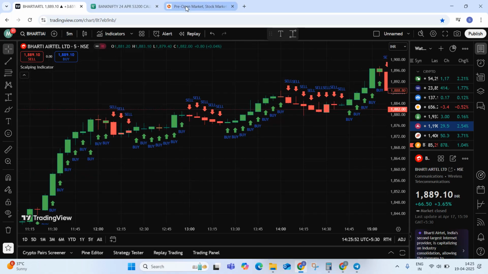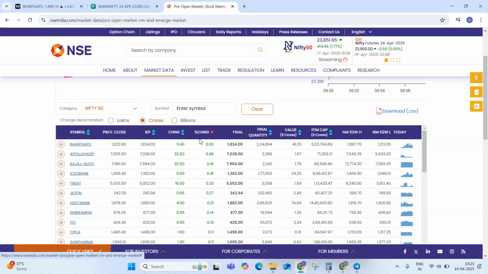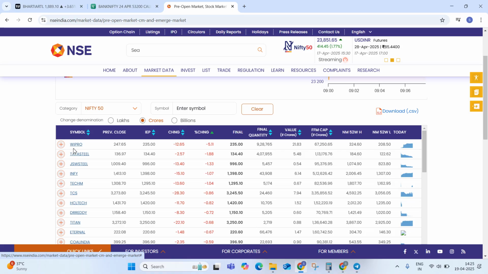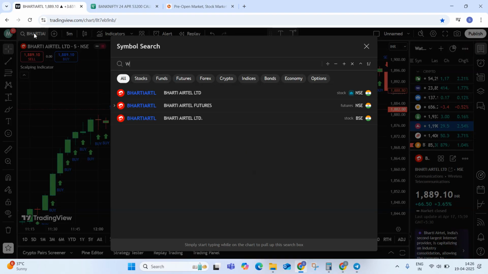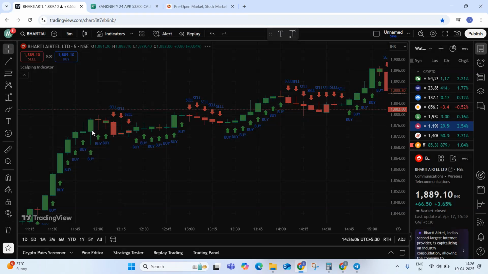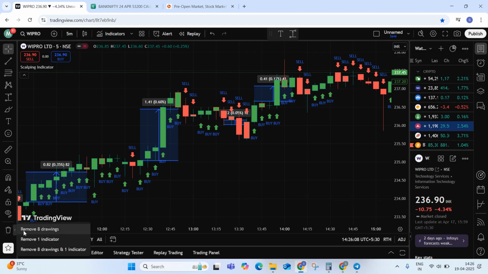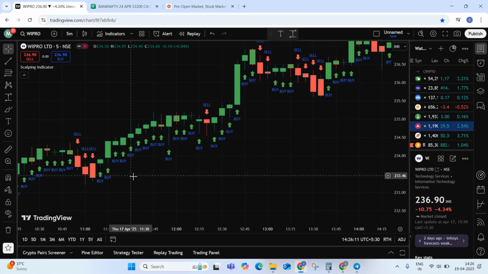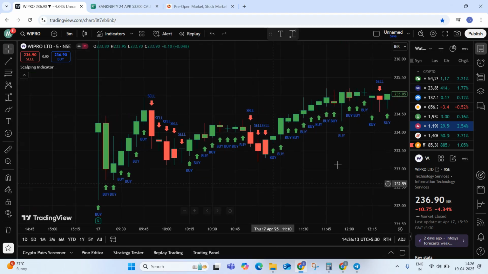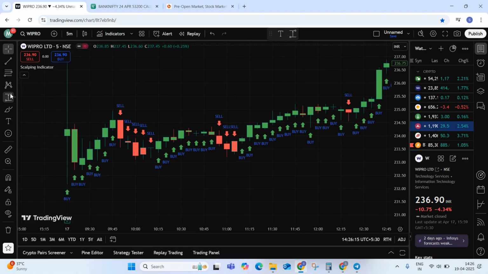See, for example, let's go to the next chart. Here it is Wipro, right? So we will go to the Wipro stock. See, Wipro also performed very well. Here the Wipro stock value is 235 rupees, so you don't expect 50 rupees from Wipro stock. You can expect 4 to 5 rupees in this stock.